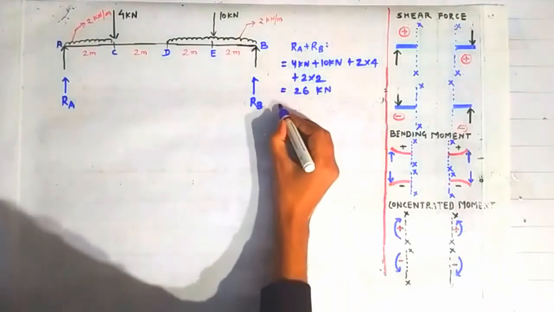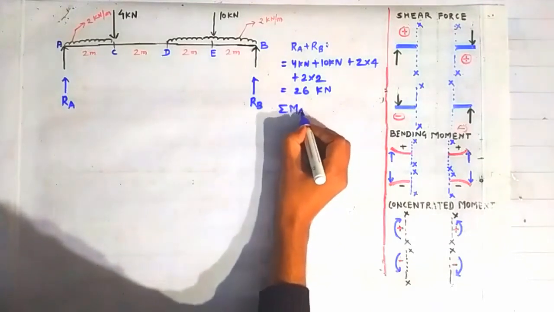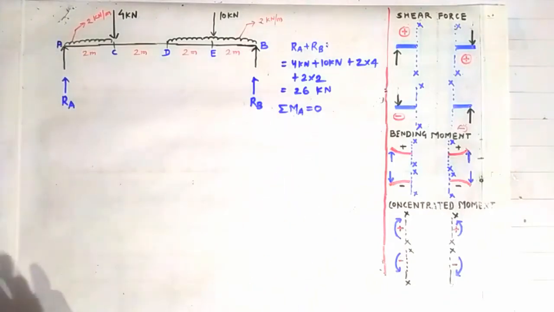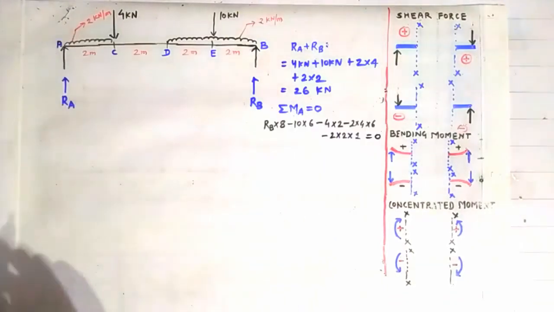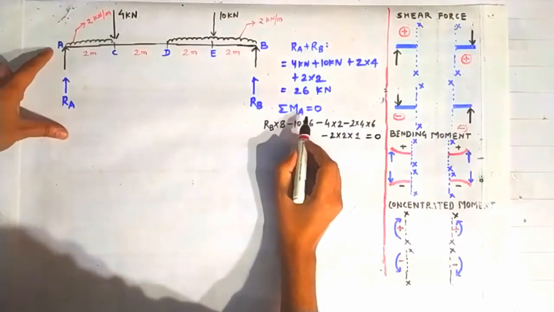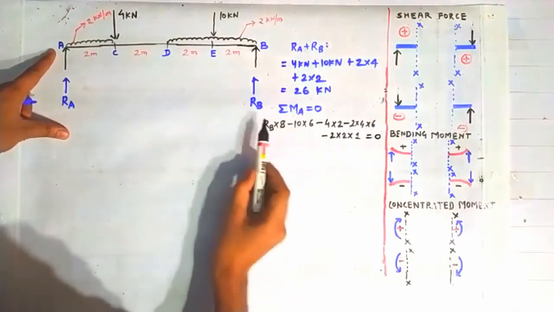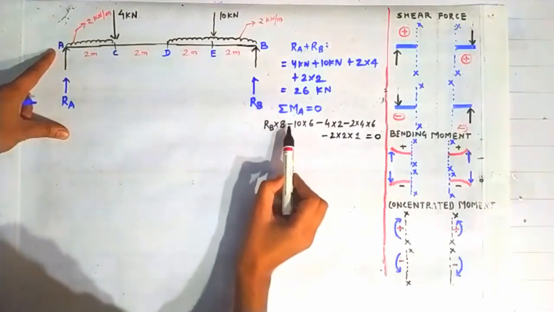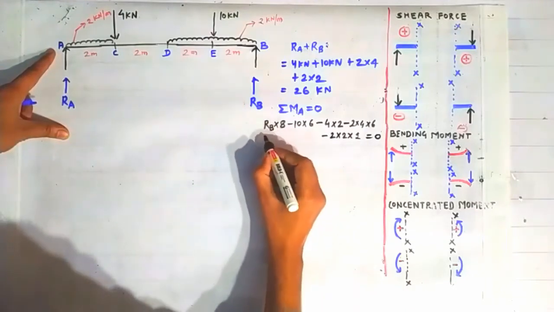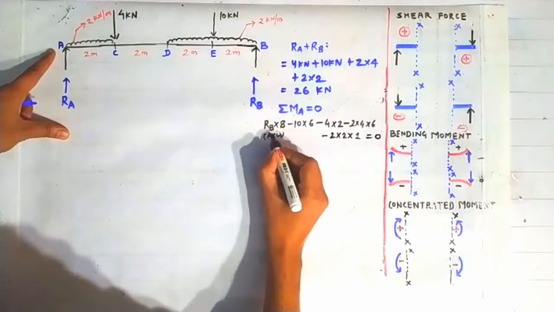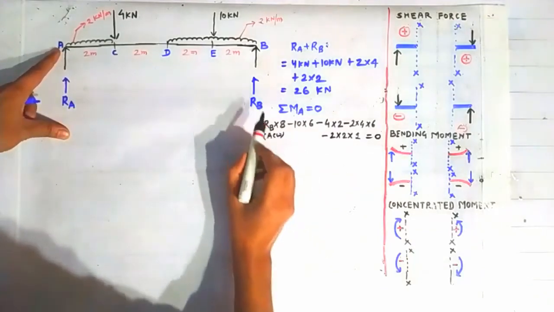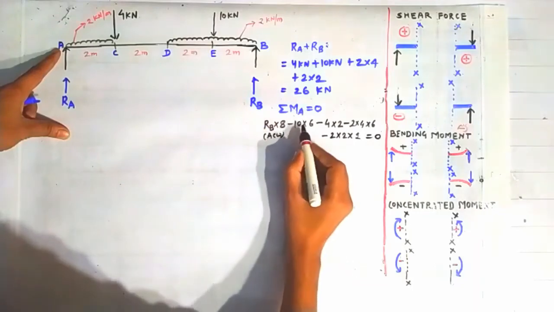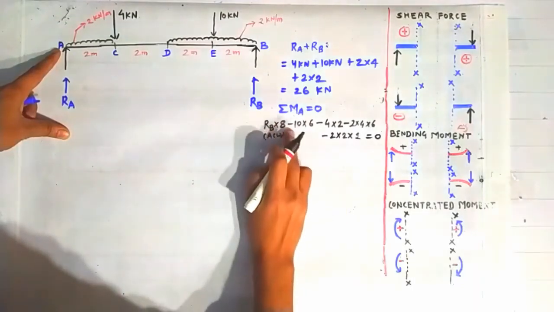Now we know that the summation of moments about point A is to be taken as 0 because it is a hinge. We have to do that to find the reaction at A and the reaction at B. Because of RB there will be a moment of magnitude RB into 8, that is 2 plus 2 plus 2 plus 2 equal to 8. This is causing anti-clockwise rotation about point A, and this point load of 10 kilonewton is causing clockwise rotation, so it is taken negative. Anti-clockwise is taken as positive.